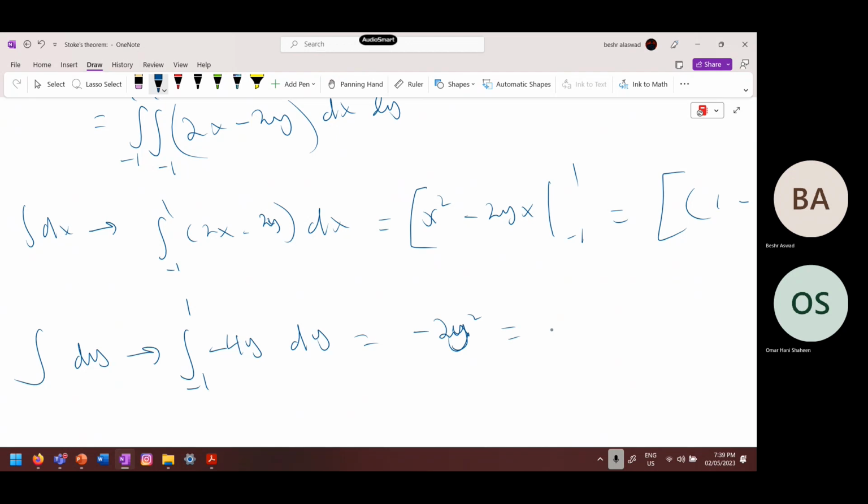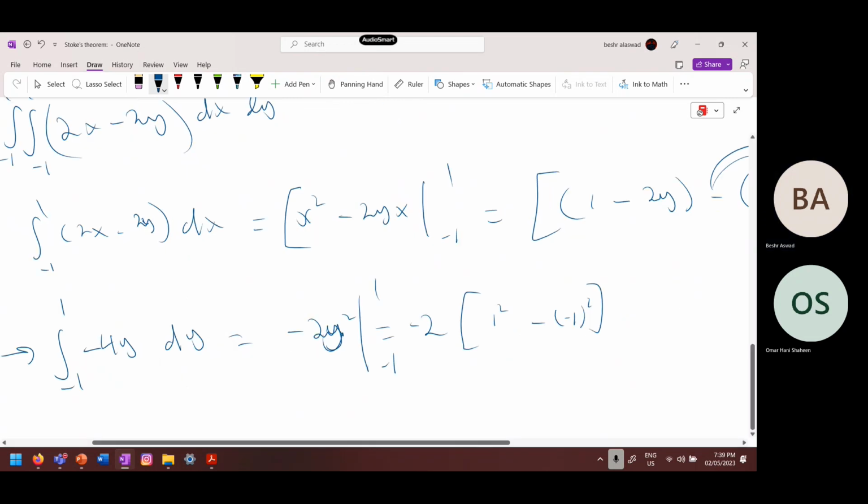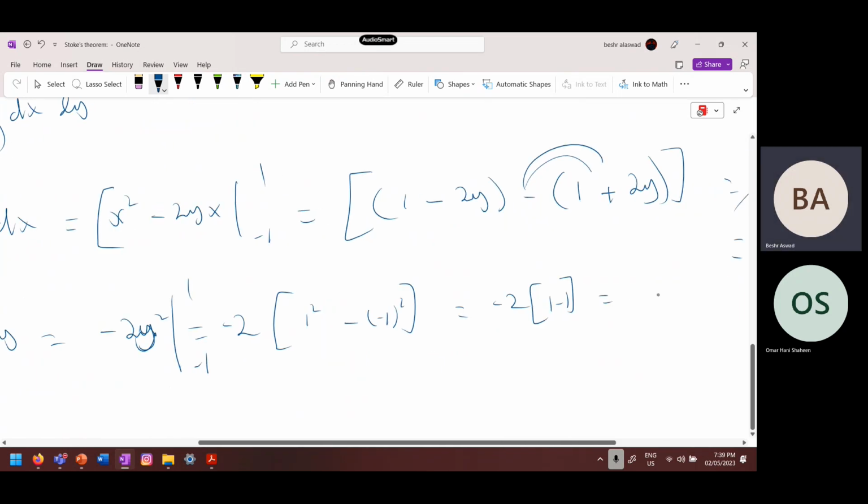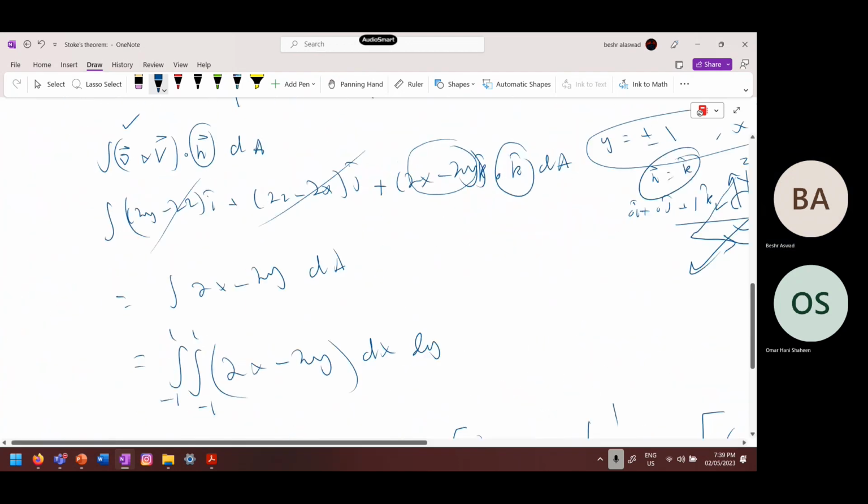Okay, -1 to 1. You can keep the -2 out or keep it in, it's fine. I just find it easier. 1 squared minus -1 squared. That's equal to -2 times 1 minus 1, equal to 0. So the Stokes theorem solution for this problem is equal to 0.